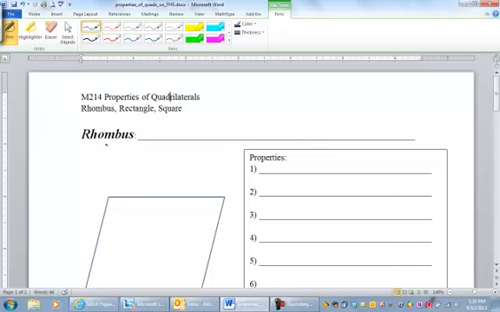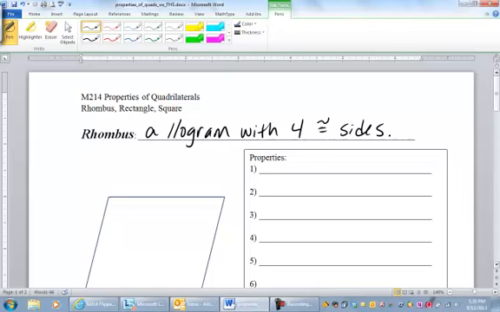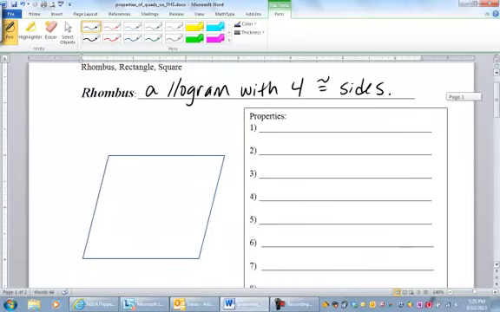So we're going to start with the rhombus, and the definition of a rhombus is a parallelogram, because they're all parallelograms. But this one has 4 congruent sides. So I'm going to go down to my rhombus figure that I have down here, and since it is a parallelogram with 4 congruent sides, what I'm going to do is mark all 4 of the sides with one little tick mark, because that tells me that all 4 of the sides are congruent.